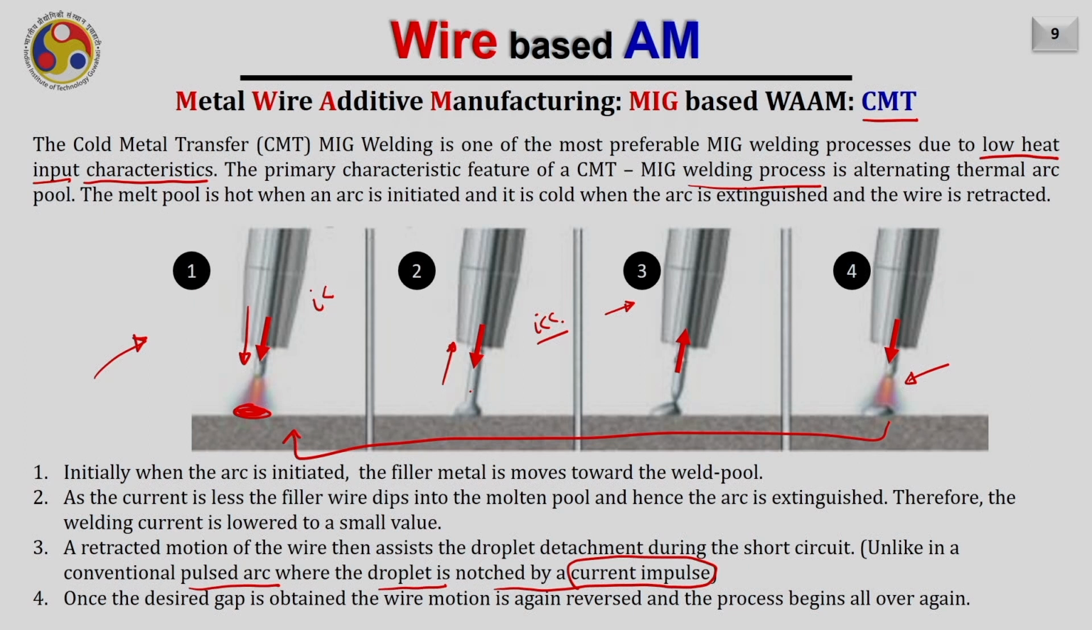In this case, as we are not giving any impulse current to detach the wire, the average power is maintained at a very low value, and the process is very efficient and can deposit material at a very low temperature. This process is found very suitable for depositing materials such as aluminium.